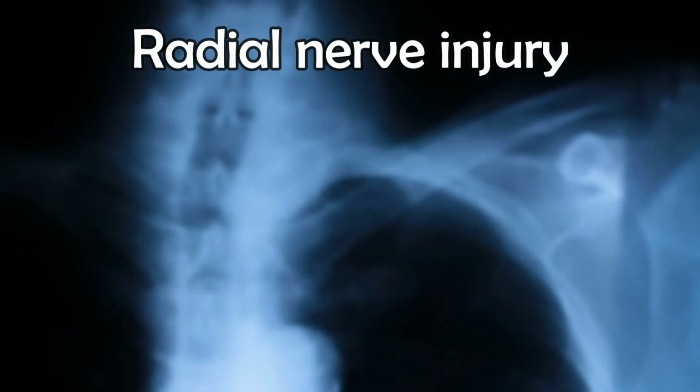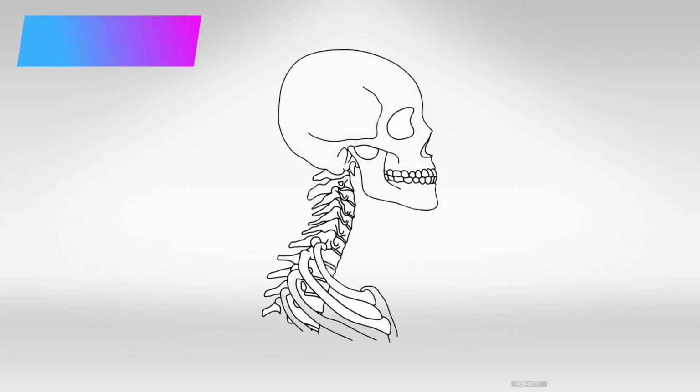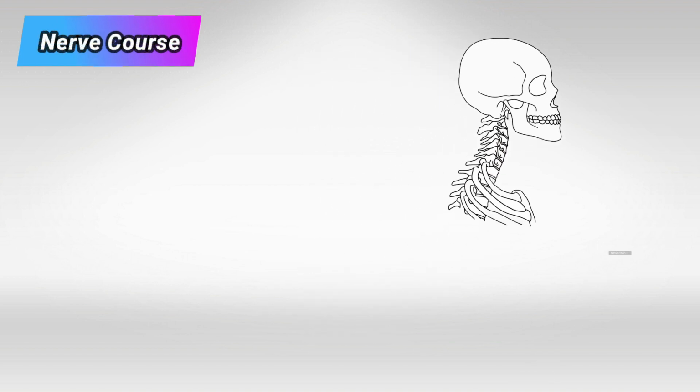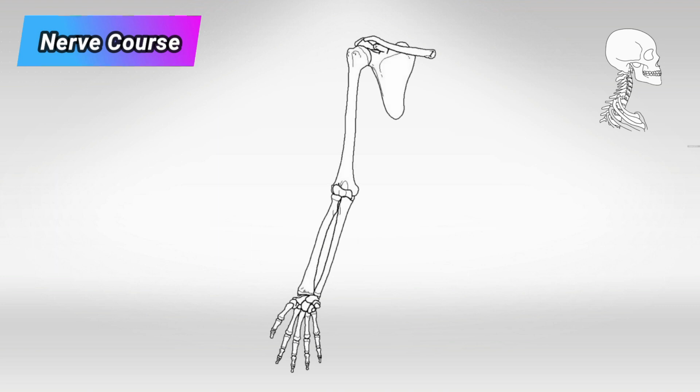Welcome back. In this video, we'll talk about the anatomy and pathology of the radial nerve. The nerve originates from the C5 to T1 spinal cord segments, and then it travels to the axilla, and then it travels down the arm along the humerus bone in a groove known as the radial groove.